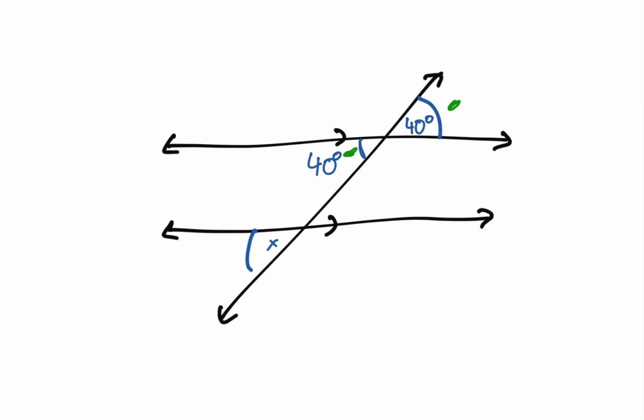Now in one of my previous videos, I mentioned the corresponding angles theorem, which I will link in the description below. The corresponding angle theorem basically says that if two angles are on a transversal and they correspond, then they are congruent. In this case, this angle and this angle correspond. So therefore, this 40 is going to come down into here, meaning that this angle is equal to 40 degrees. Therefore, x is equal to 40.